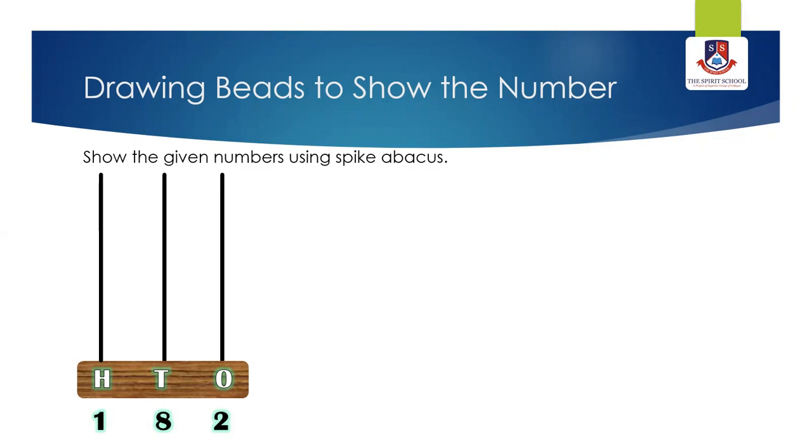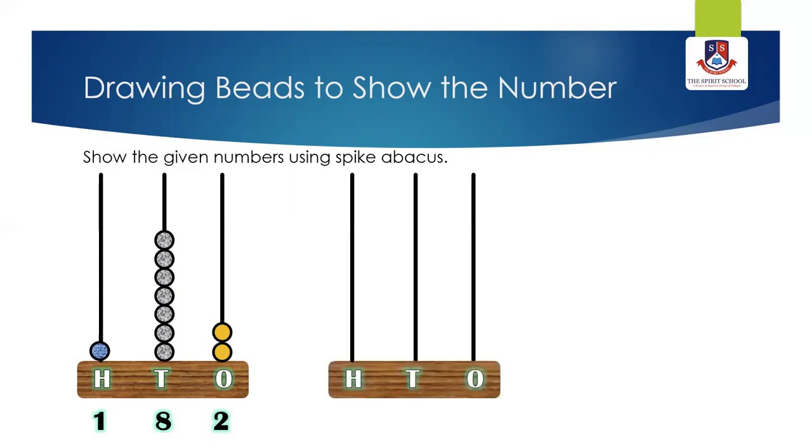As we start putting the beads from the smallest place value spike, the smallest place value spike is the ones spike. So how many ones are there? There are only 2 ones. So how many beads will we put in this spike? We will place 2 beads in the ones spike. How many tens are we going to represent using the tens spike? We are going to represent 8 tens. It means we have to put 8 beads in the tens spike. And how many hundreds? We have 1 hundred, so we will put 1 bead in the hundred spike. So here is the number 182.